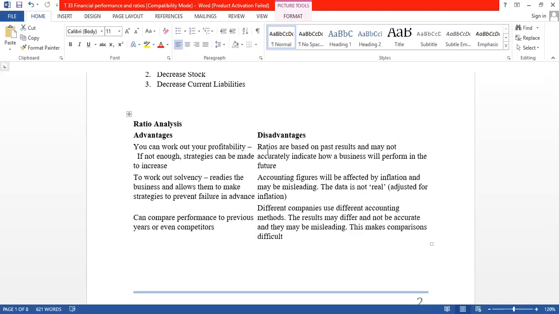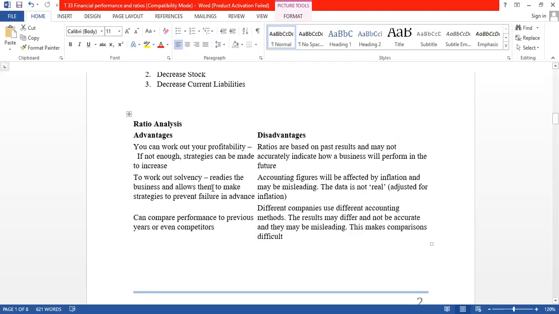So as I mentioned, the first disadvantage of ratios is that ratios use past figures, right? By looking at past figures, you can't make accurate decisions because you don't know how the business will perform in the future. Sometimes the record is very bad in the past, but the future will be brilliant because of government and external factors, right?